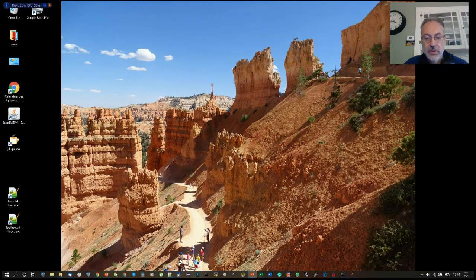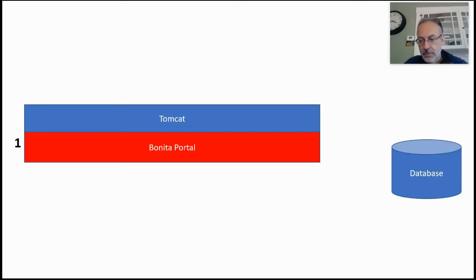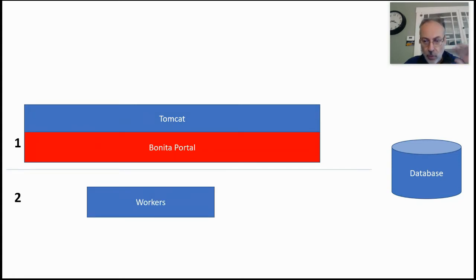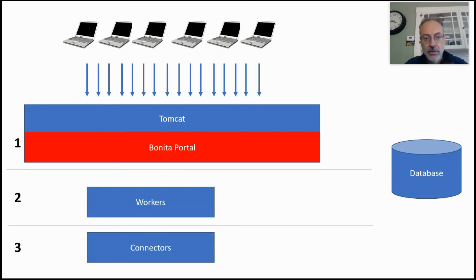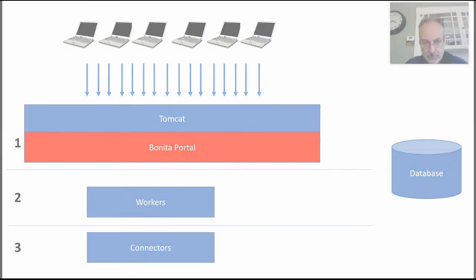let's first focus on the different elements. I prepared some slides for you. First we are speaking about the portal, the Bonita Portal. That will be the first chapter. Second, we will speak about the workers and the different ways that the workers work. And last, we will speak about the connectors. But first, with the portal, what is the meaning? We have a lot of browsers accessing the portal, and it will be part of this first chapter.